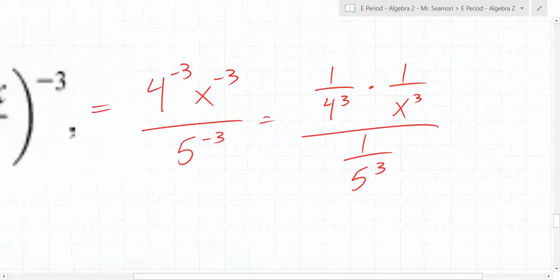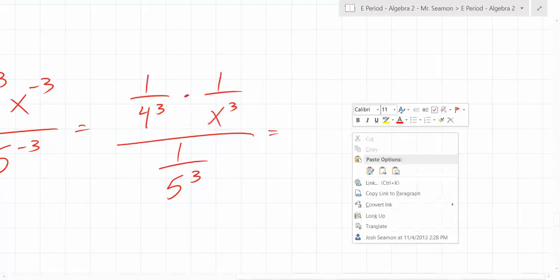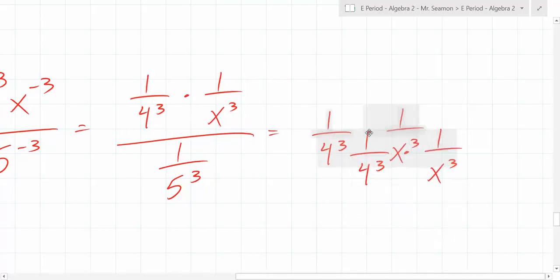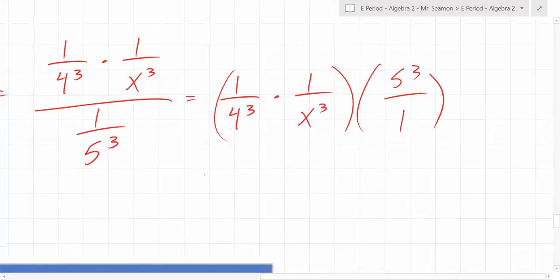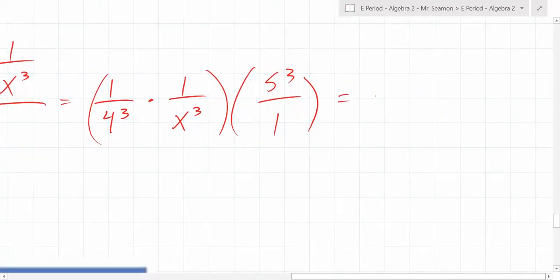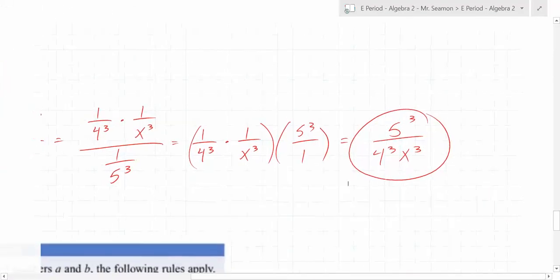And we know that, what does this equal? The top, right? You can take the top. It's the numerator times the what of the denominator? The reciprocal. What's the reciprocal of 1 over 5 to the third? So what does the final answer come out to? 5 to the third over 4 to the third x cubed. You can leave it like that. That's fine. Does that look like something we just had?